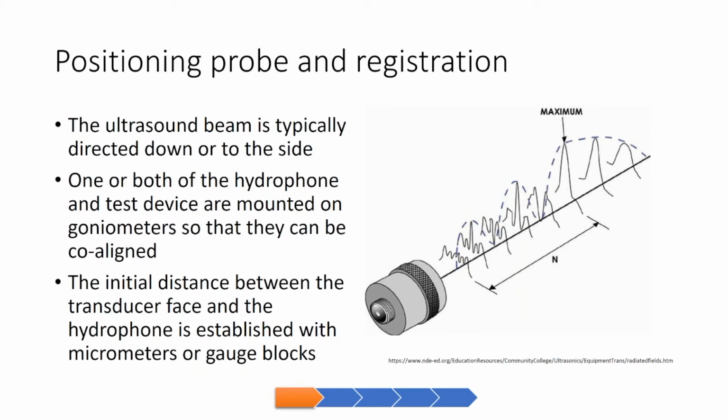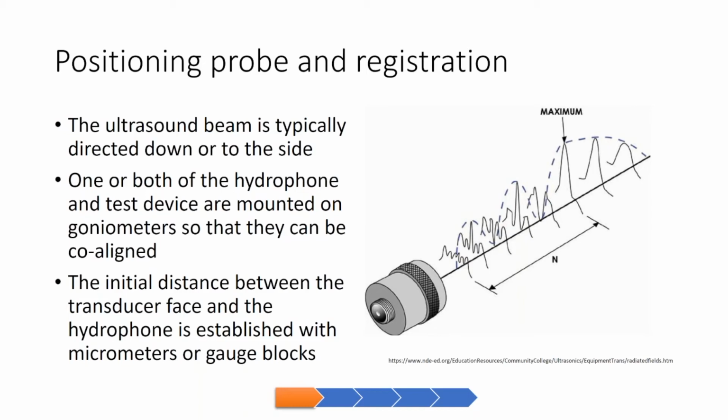And goniometers are mechanical devices which usually have screws which allow you to adjust the pitch and yaw of the device being held by them. And the key here is that the angle changes without changing the position. So you're rotating the device around the center of rotation located on the transducer face, which allows you to align without shifting.